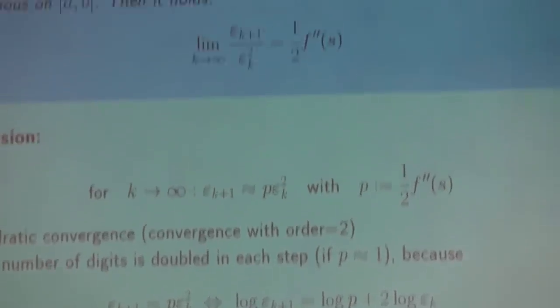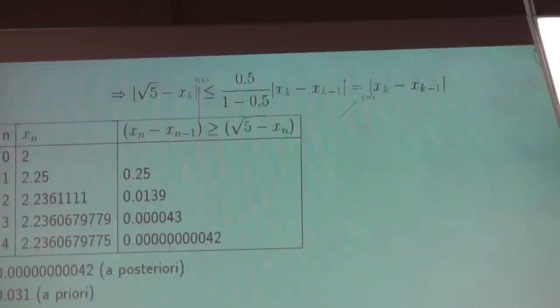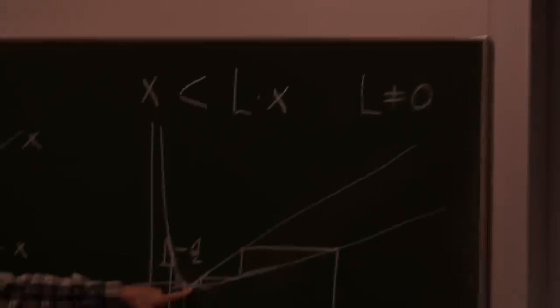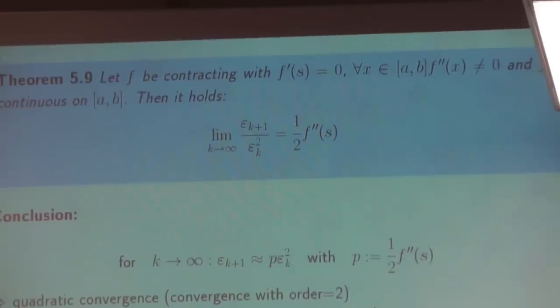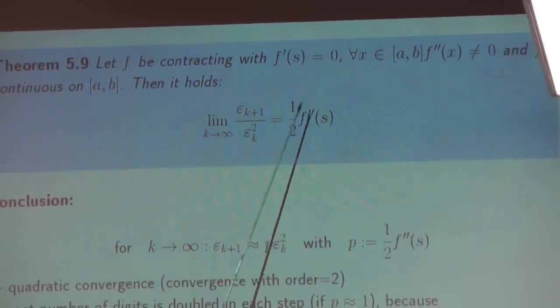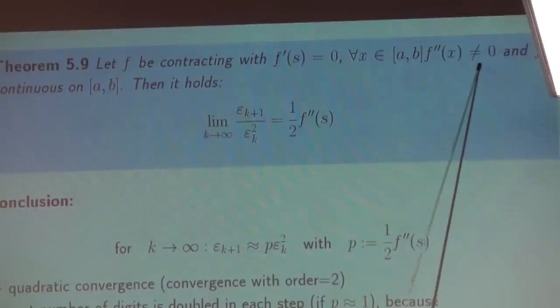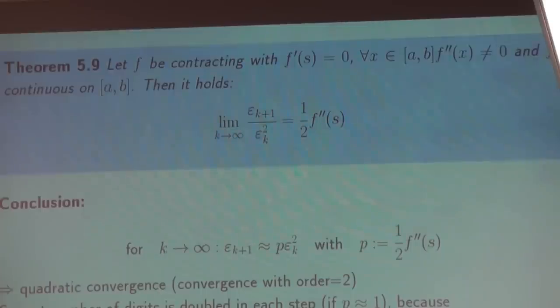Okay, yeah. And now comes the next theorem, which tells us what happens in our square root example. So in this example, for this function, remember we had this picture with the horizontal tangent. And that's what our next theorem is about. Let f be contracting with first derivative at the fixed point equal to 0. And in the whole interval, the second derivative is not allowed to be 0. I mean, that's similar to what we had before. Before, the first derivative was not allowed to be 0. Now the first derivative is 0, but the second derivative is not allowed to be 0.